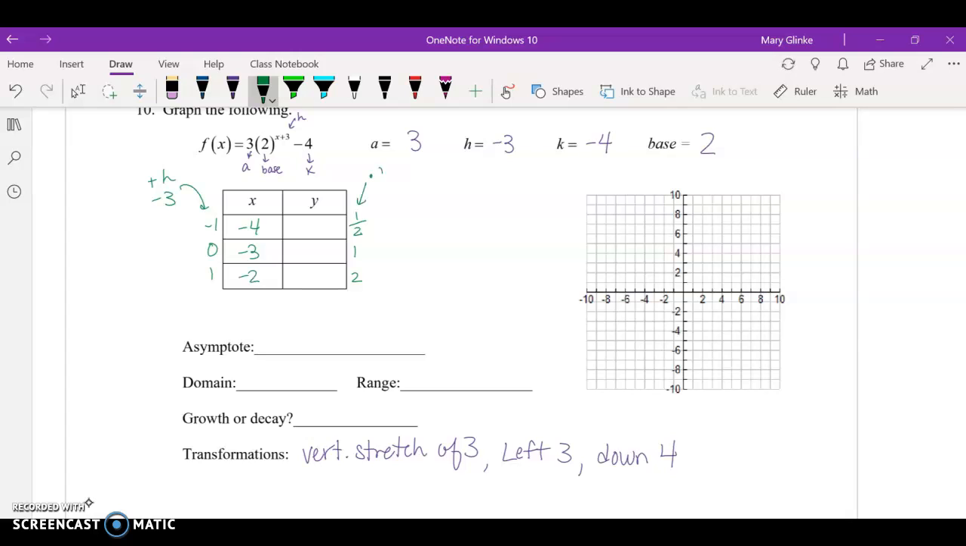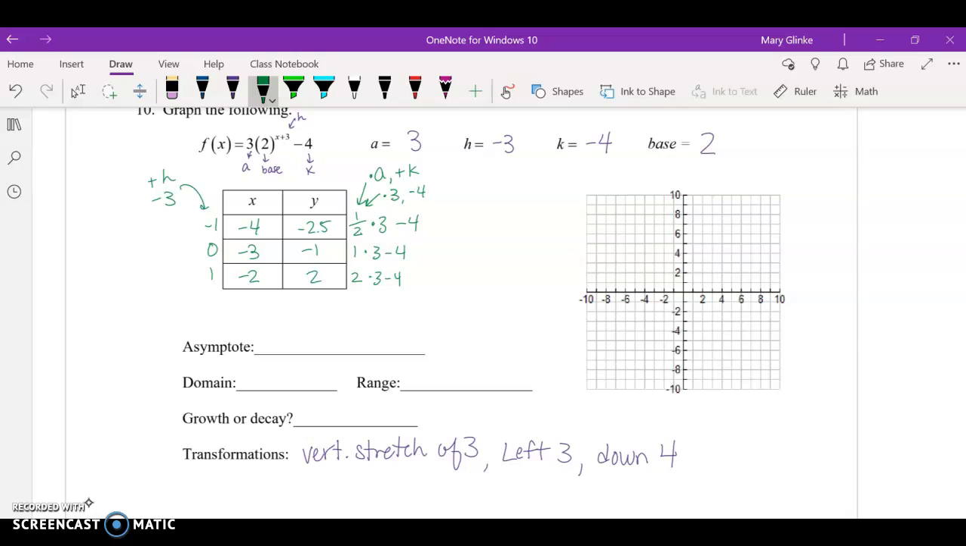To my y values, I'm going to multiply by a and add k, which means I'm going to multiply by 3 and subtract 4. So times 3 minus 4 for each of those. So if I multiply by 3 and then subtract 4, for my first one, I'm going to end up getting -2.5. For my next one, I'm going to get -1, and then 2 back out.